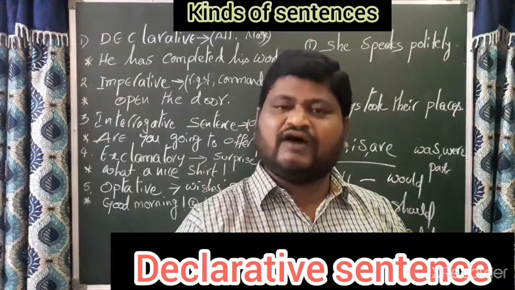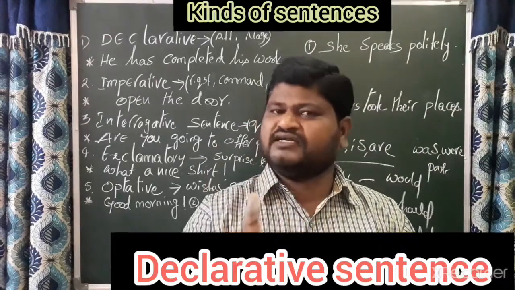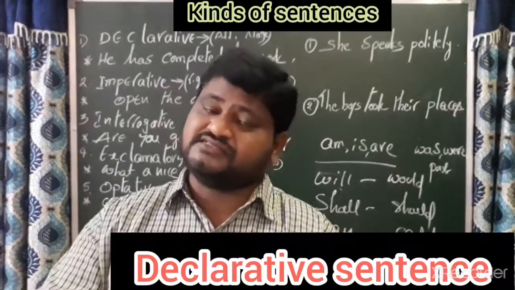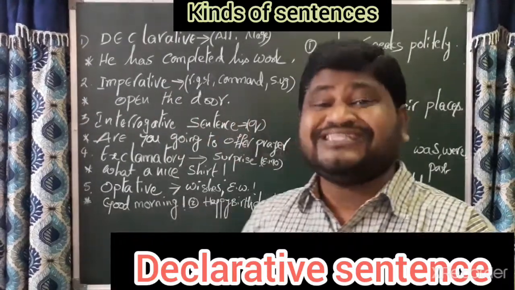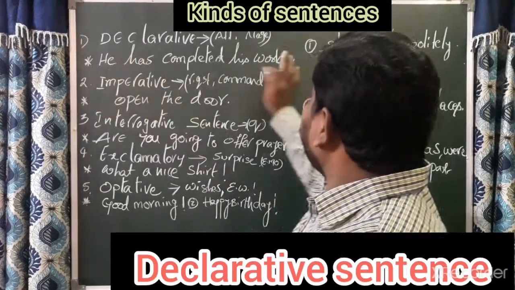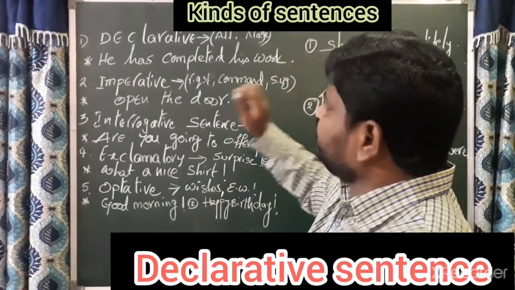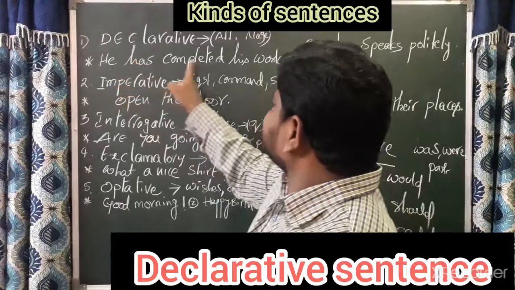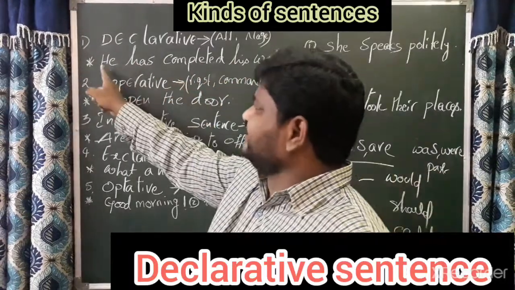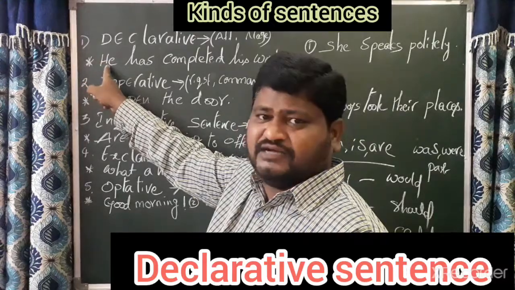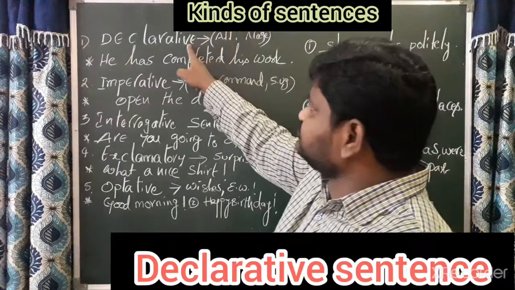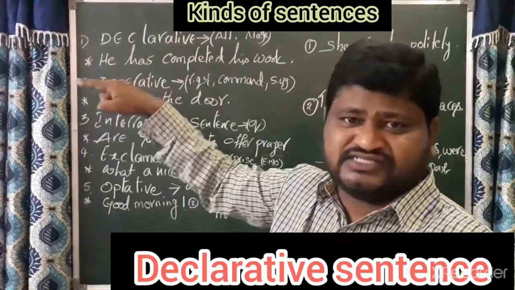First, you have to understand that the declarative sentence or assertive sentence always starts with the subject and ends with a full stop. For example, he has completed his work. Here, the sentence started with the subject and ended with a full stop. This is a declarative sentence or assertive sentence.